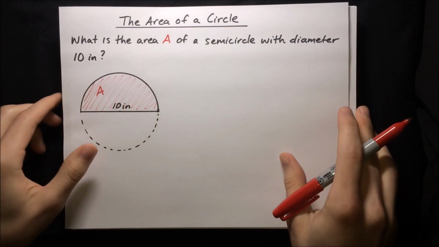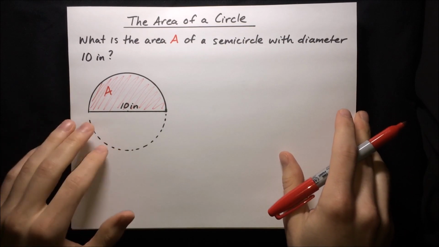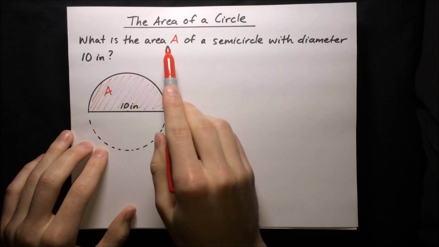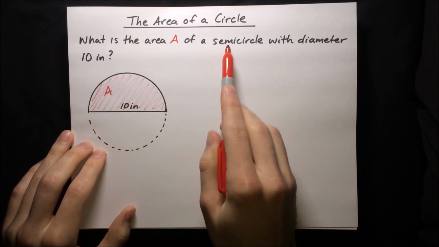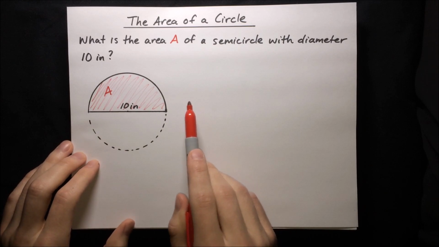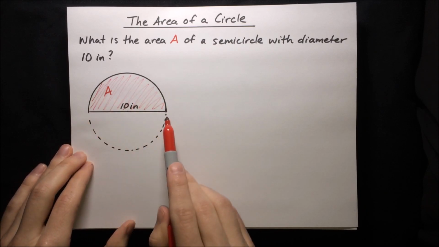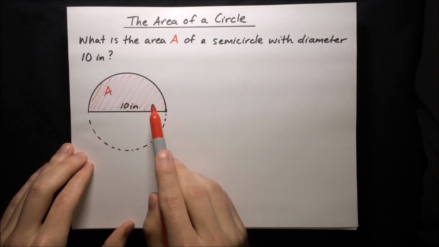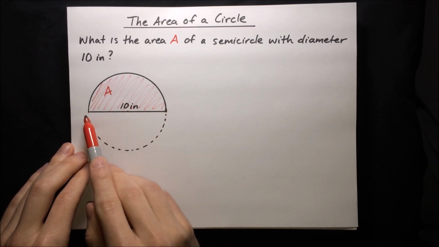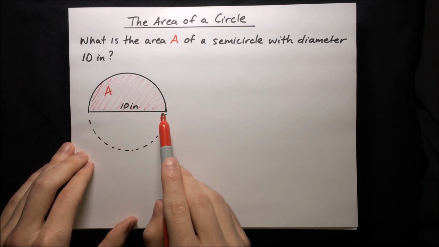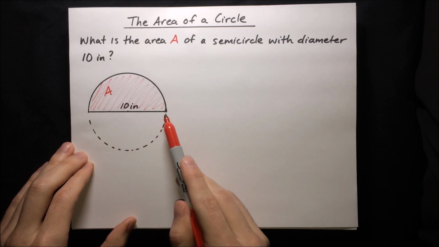Here's another question which requires us to think a little bit before we use the area formula. So we want to find the area of a semicircle with diameter 10 inches. So this time we're not finding the area of the full circle, we're just finding the area of the semicircle, the half circle here. And we're not given the radius, but we're given the diameter, which is just the distance across the semicircle. So how are we going to do this?